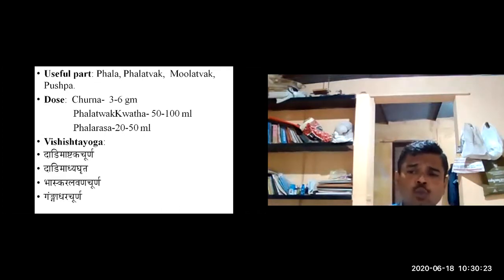Next, Matra: Churna 3 to 6 gram, Phalatvak Kvatha 50 to 100 ml, and Phala Rasa 20 to 50 ml. Lastly, the Vishishta Yoga: Dadimashtaka Churna, Dadimadya Ghrita, Bhaskara Lavana Churna, and Gangadhara Churna. With this I want to conclude today's topic, Dadima. Okay, thank you.